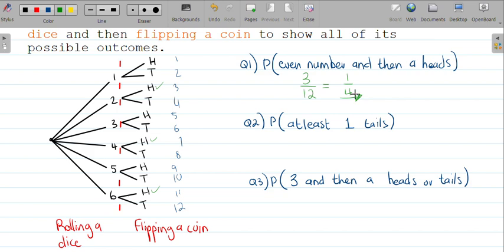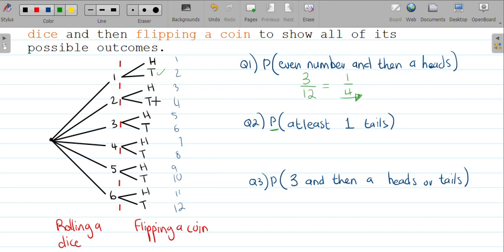Okay, guys, let's go on to question 2. Question 2 is saying, what's the probability of at least one tails happening in both events? So let's go along. It doesn't matter what number you get. Sorry, let me erase these ticks because we don't want them for this question. Okay, so let's get started. 1 and heads we don't want. A 1 and a tails, yep, we want that.